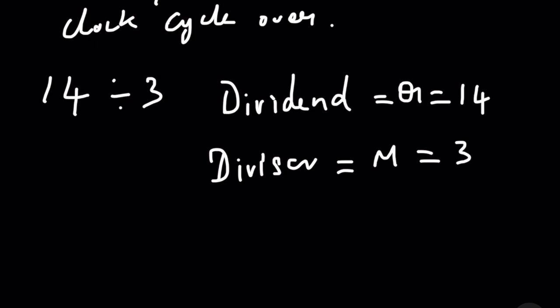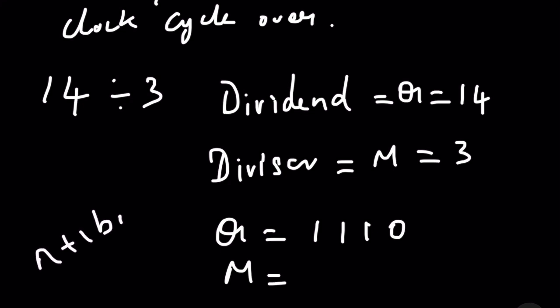So now Q is 8 plus 4 plus 2, 14, right. This is the binary representation for the Q, and divisor, that is M register, is 3, but we know n plus 1 bits for accumulator and M register, so keep it in that mind.